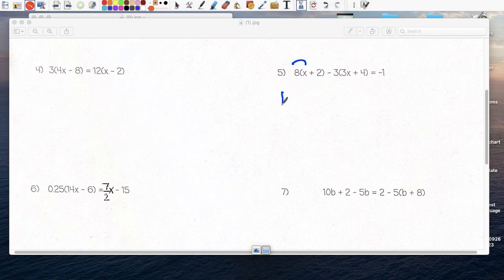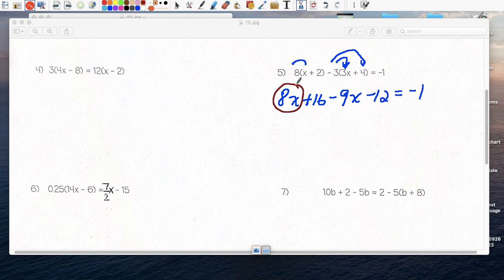8 times x is 8x. 8 times 2 is 16, positive. Careful here, it's a negative times a positive, so we get negative 9x. Negative 3 times 4 is negative 12, equals negative 1. Combine like terms, combine this guy with this guy. Be careful here, because it's negative 1x, and I'm going to actually write the 1 because that's going to help us out. 16 minus 12 is 4, positive, equals negative 1.